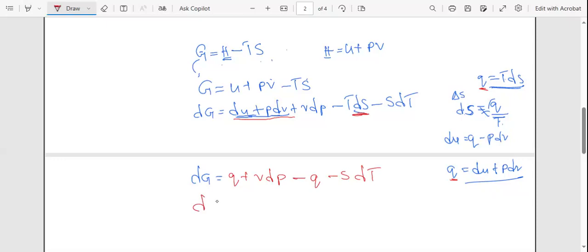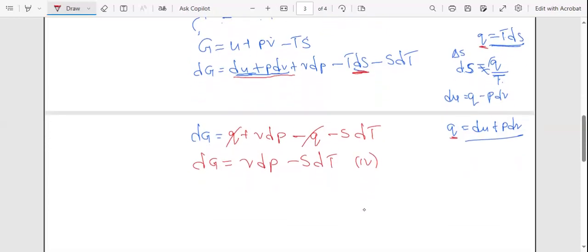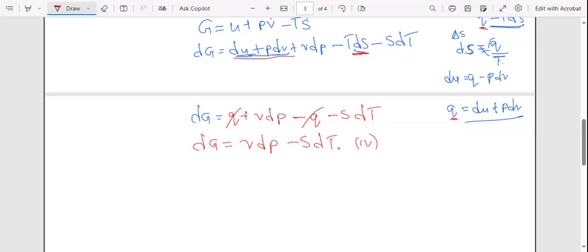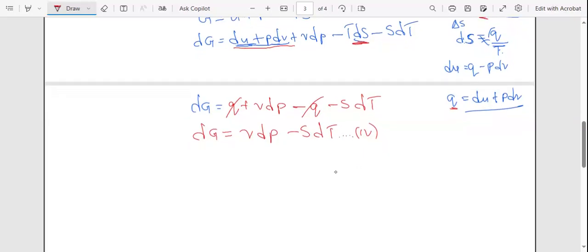Then we say dG is equal to this, and this goes right. So V dP minus S dT. This you will even find at, let me just give it equation 4 or equation 5. Then this you find under Maxwell relations.